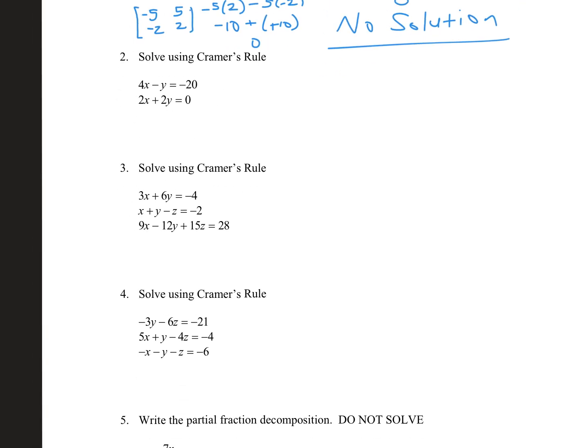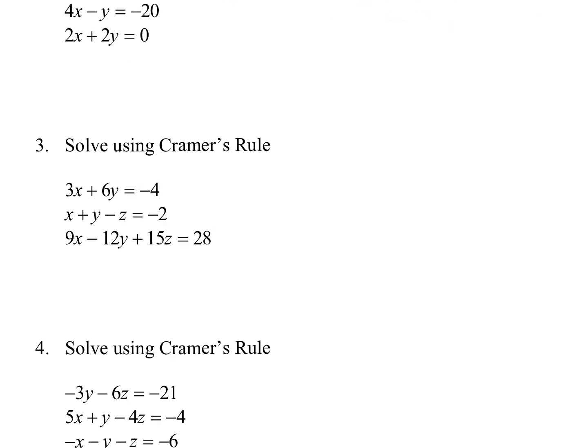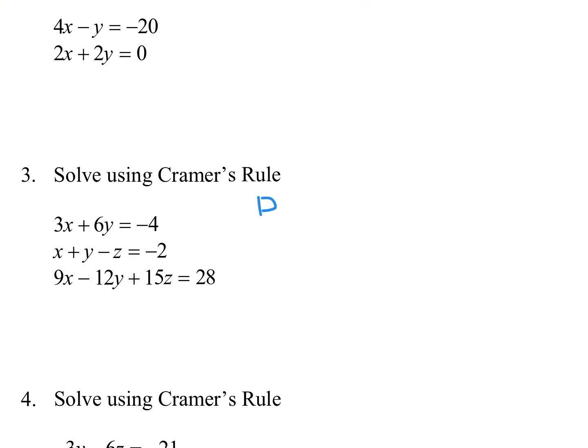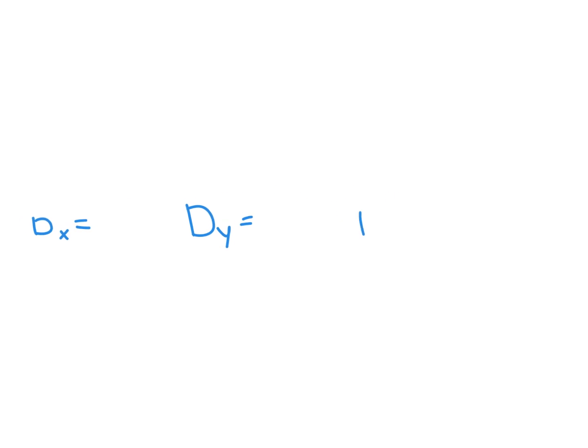Let's go ahead and do number 3. I'm probably not going to work the whole thing out because it's long. But what do we have to do for number 3? You have to find the determinant of the coefficients. Then what else do we find? D sub x, D sub y, and D sub z.